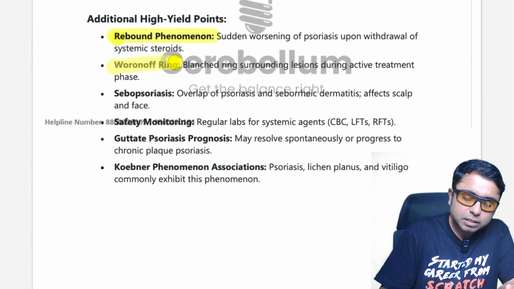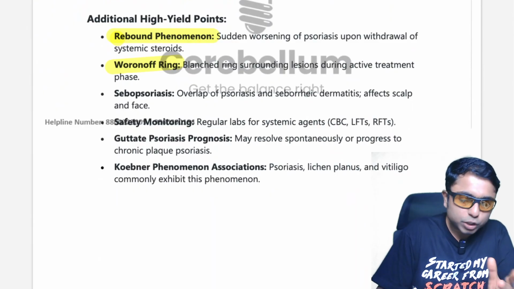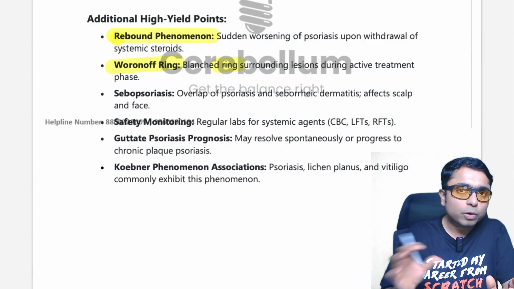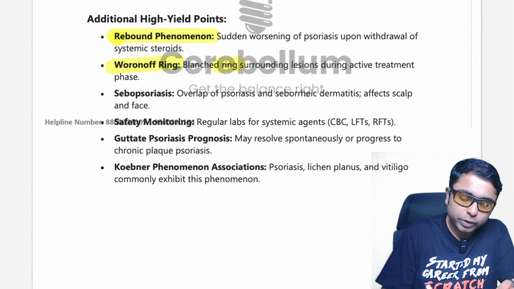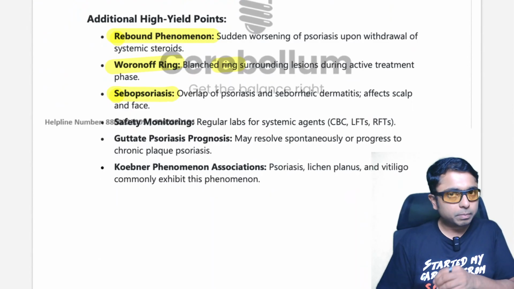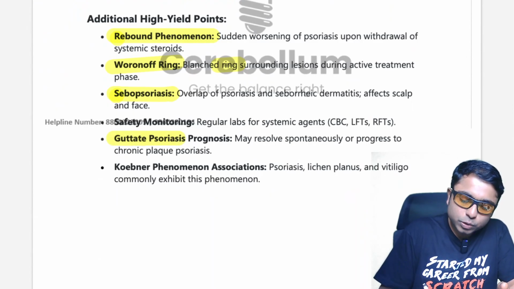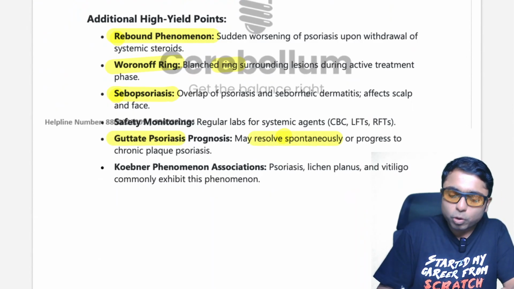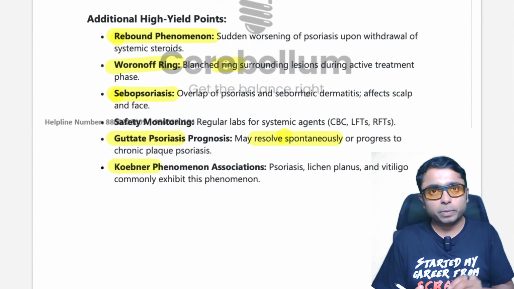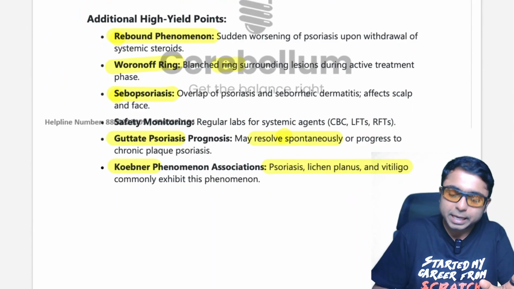Next, just a few one-liners again. Voronoff ring. It was not asked, so not much important. There is going to be a small hypopigmented ring or rim surrounding the psoriasis lesion, which is called Voronoff ring. And if there is a patient having features of seborrheic dermatitis and also psoriasis, we call it sebopsoriasis. Guttate psoriasis usually resolves spontaneously, but it may progress to chronic plaque psoriasis. And like I've already told you, Koebner's isomorphic response is associated with psoriasis, lichen planus and vitiligo.